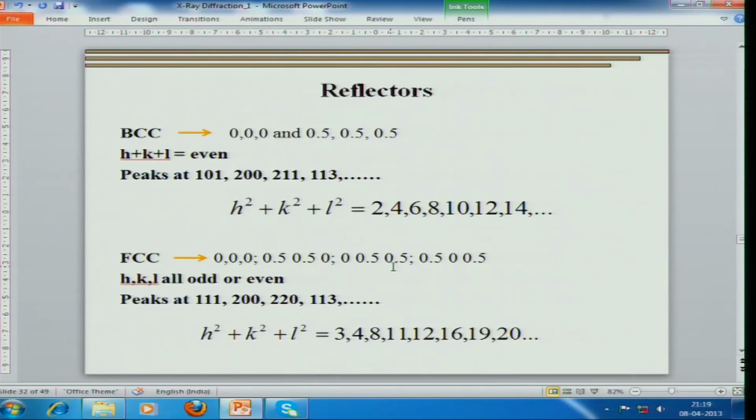200 and 211 peaks. However, when we go to FCC, which has 4 atoms per unit cell at 0, 0, 0; 0.5, 0.5, 0; 0, 0.5, 0.5; and 0.5, 0, 0.5, we get diffraction only if h, k, l are all odd or all even, and therefore we get diffraction at peaks of 111, 200, 220 and 311. Therefore, the condition for diffraction can be summarized as h square plus k square plus l square is 3, 4, 8, 11 and so on. Yeah, I think I am done with it.